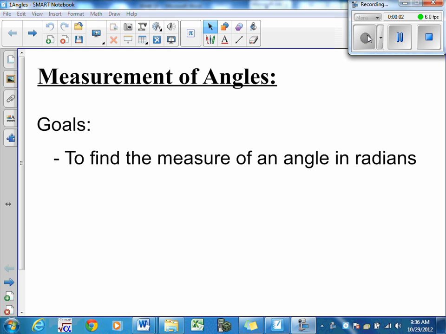We're going to start our unit on trig here. And we want to start off today by talking about angles. Specifically today, we want to look at how to define the measure of an angle. How do we measure them? And we're going to use radians.